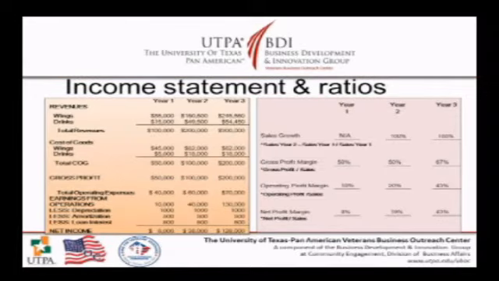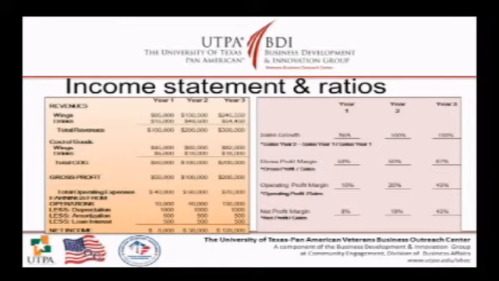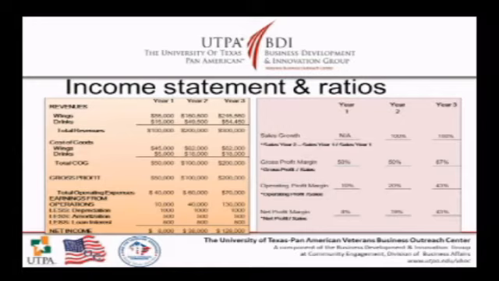Some of the ratios that you can gather from the income statement start with the sales growth ratio, which is basically sales in year 2 minus the sales from year 1, divided by the sales from year 1. Another thing you can look at is the gross profit margin. This is your gross profit divided by your sales. And sales and revenue are pretty much the same thing. So it's going to be your $50,000 gross profit divided by your $100,000.